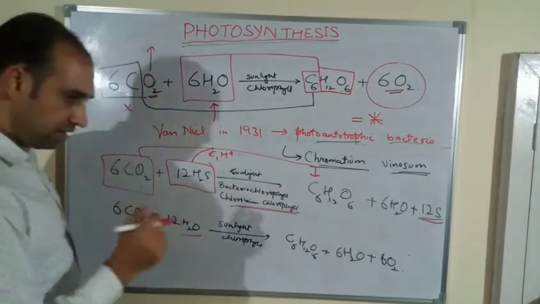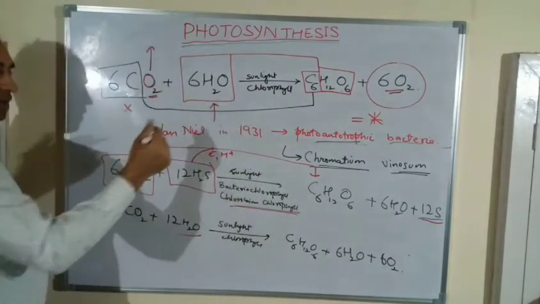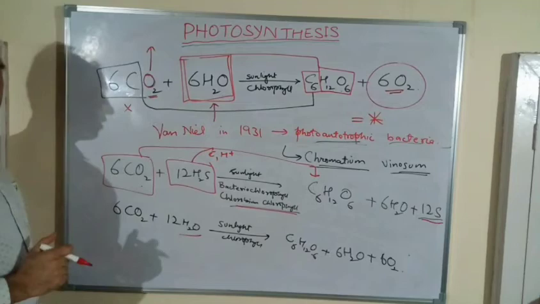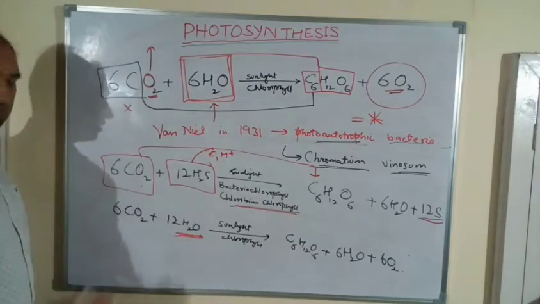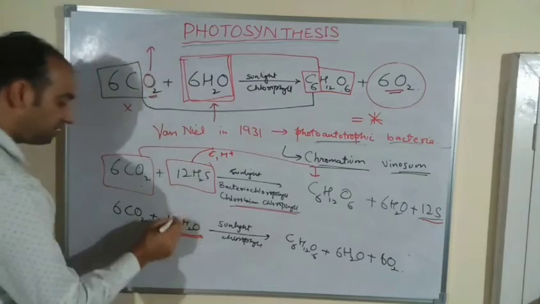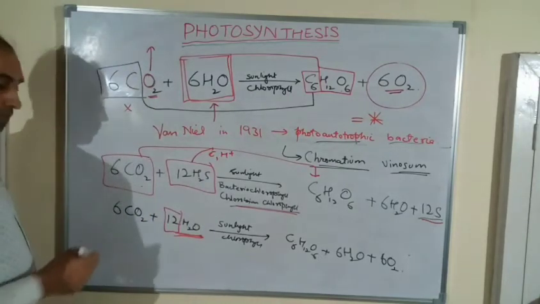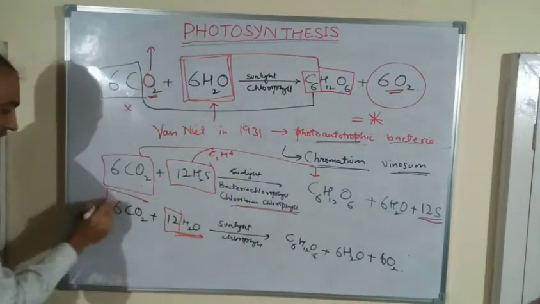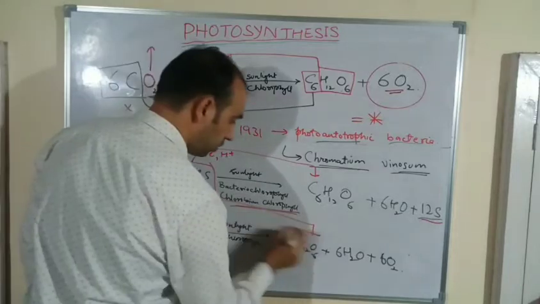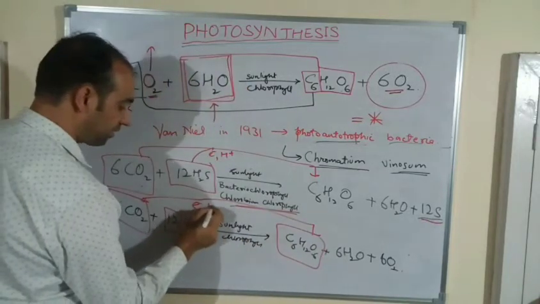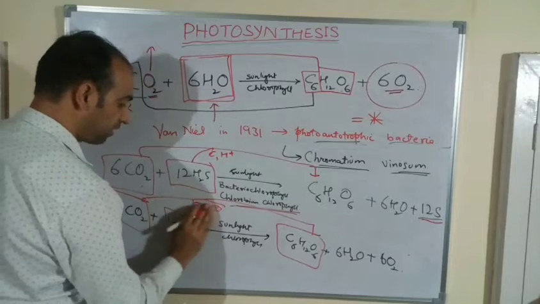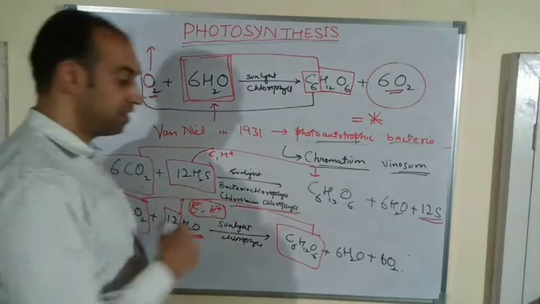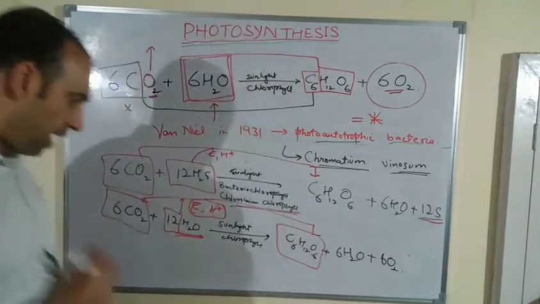In the earlier equation, there were only 6 molecules of water. However, in this modern equation of photosynthesis, there are 12 molecules of water. The water provides the necessary electrons and protons for the reduction of carbon dioxide to carbohydrate.